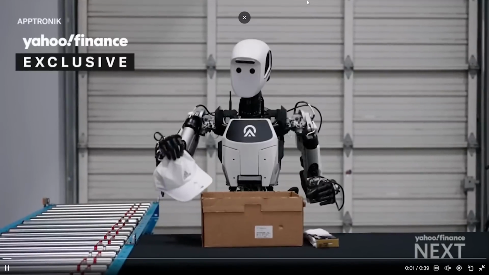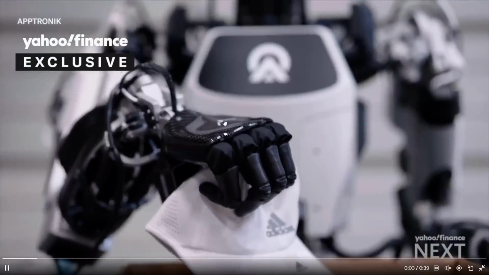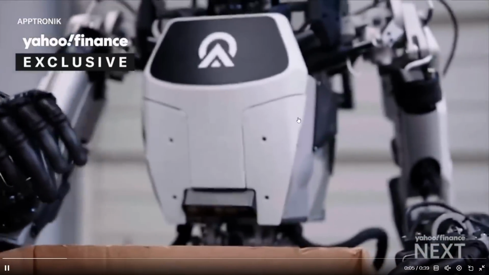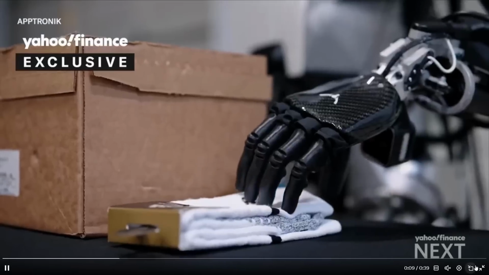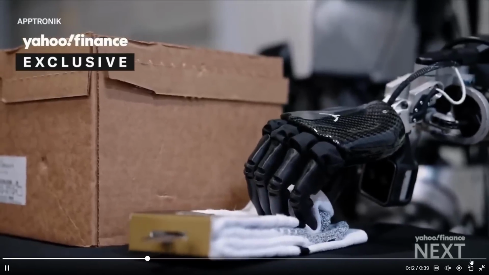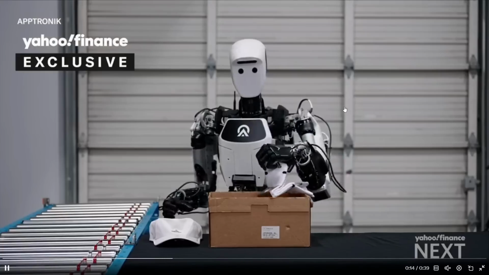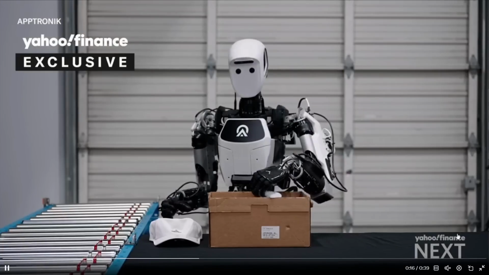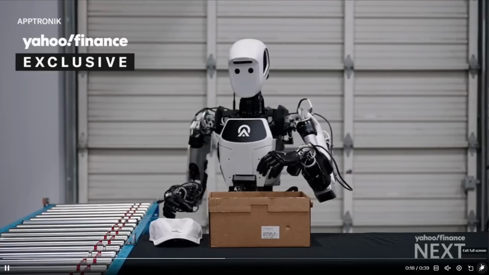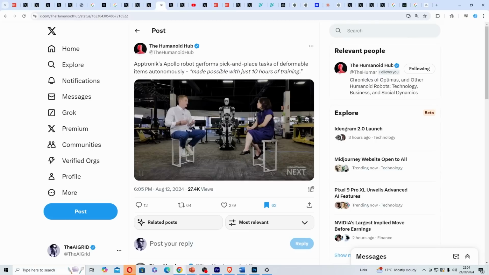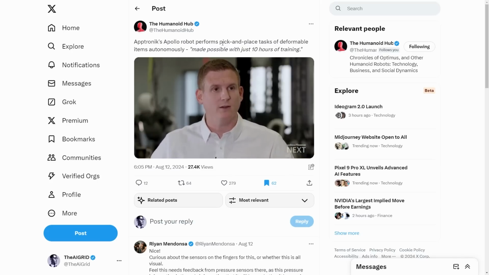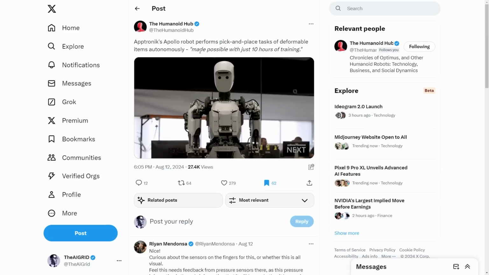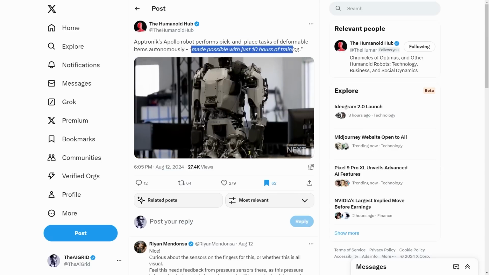There was also Apptronic, which was showcasing a new demo in which it was basically showing how well it was able to adapt to a new task. So you can see right here that essentially this is the Apptronic robot. This is another humanoid robot that is being developed by a company aiming to automate tedious warehouse tasks. And essentially the CEO and founder is talking about how Apptronic's Apollo robot performs pick and place tasks of deformable items autonomously, and this is made with just 10 hours of training.